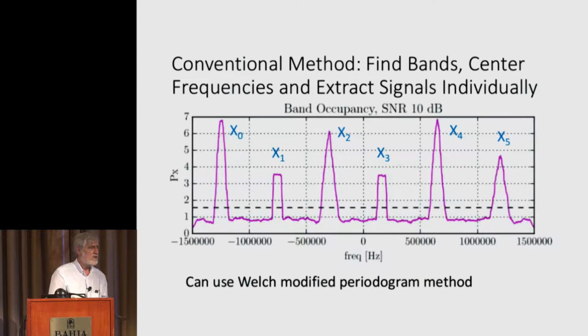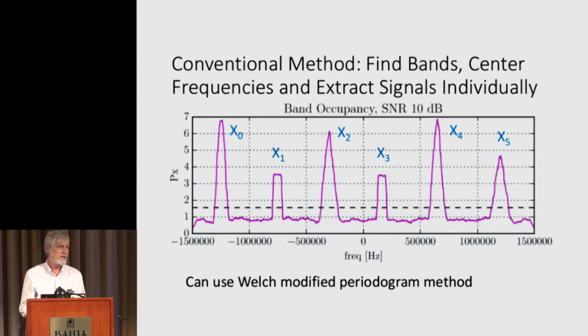Okay, so we are going to take a look at two methods, the conventional method, which we start out with, and then later a frequency domain method. In the conventional method, we try to find the bands and the center frequencies and extract the signals individually. Here I've been labeling those from left to right, X0, X1, up to X5.